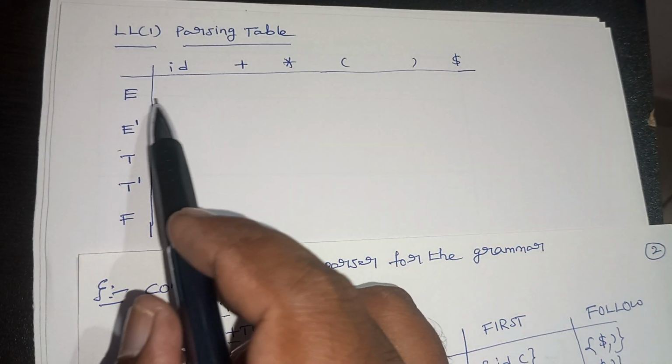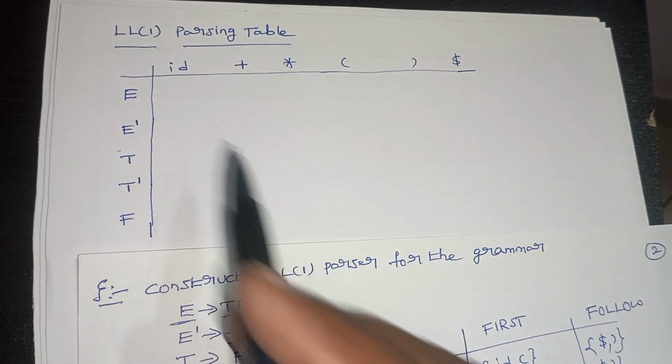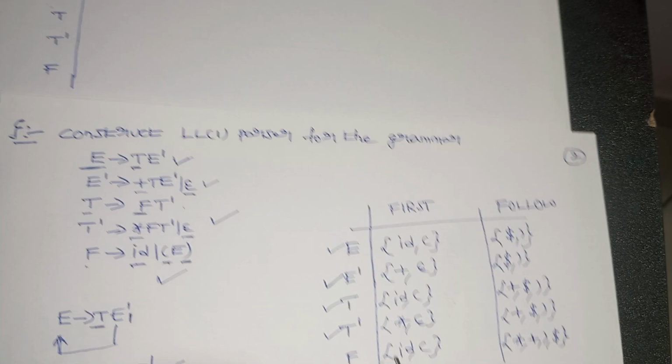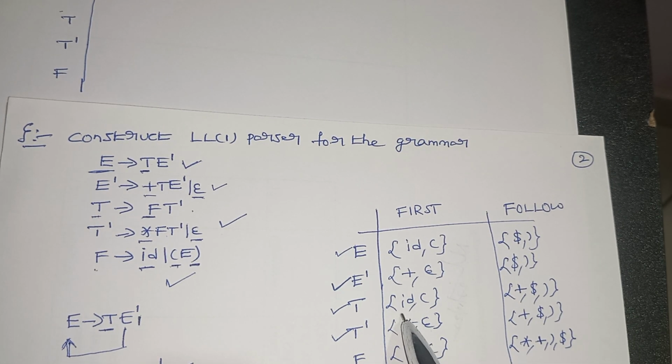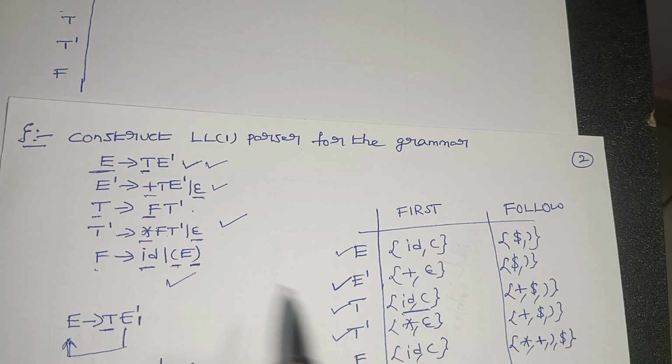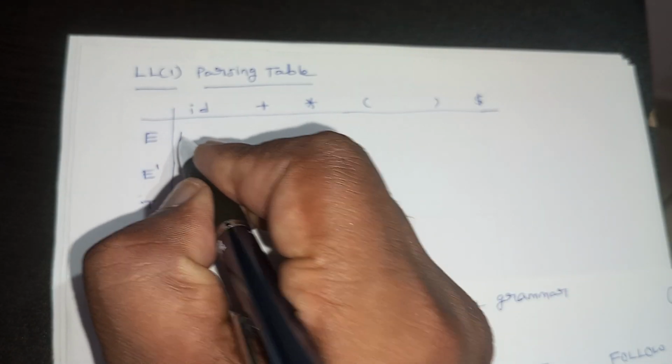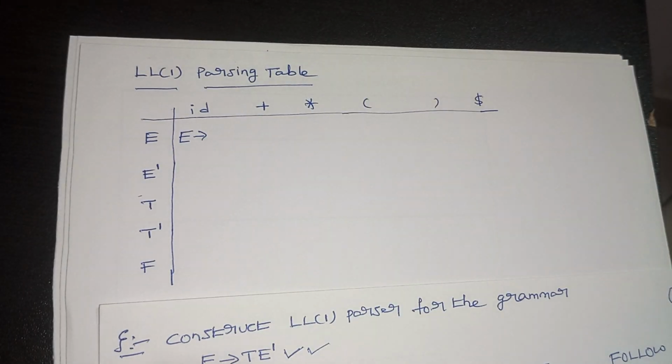Now if I want to fill here, you see the rule, E tends to T E dash. What is the first symbol here? T. You take first of T. So what is first of T? First of T is the id and then left parenthesis. You write this rule under these columns. I'm writing here E tends to T E dash.